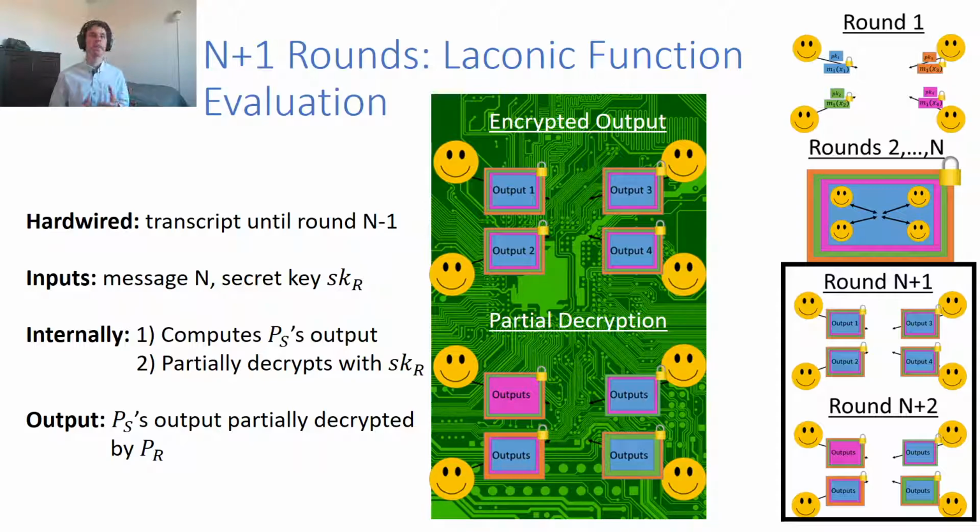As inputs, the circuit will take in the last round messages, as well as the secret key of the party which received the LFE hash. Internally, it's going to compute the LFE hash sender's output, and then it's going to partially decrypt with the receiver's secret key. And that's going to be exactly the output of the circuit: the sender's output, which is partially decrypted by the receiver.